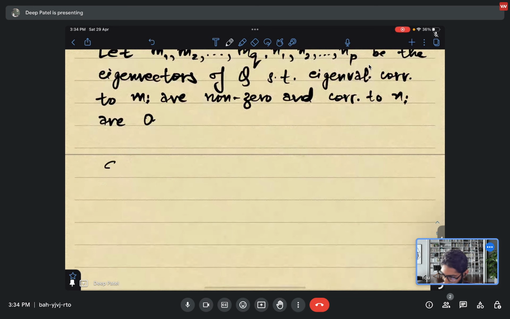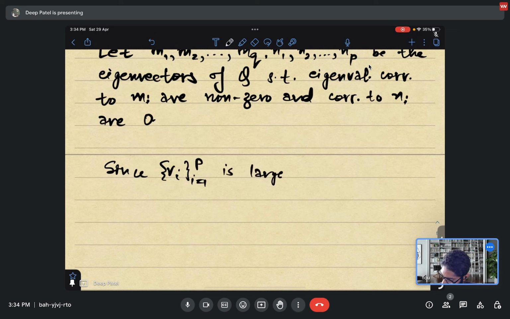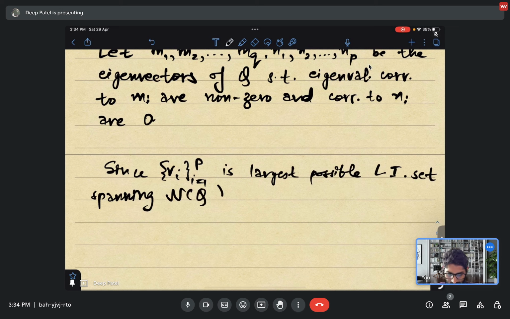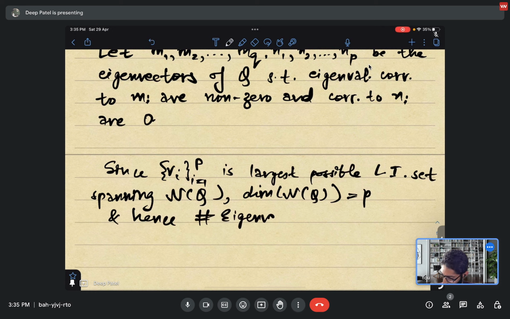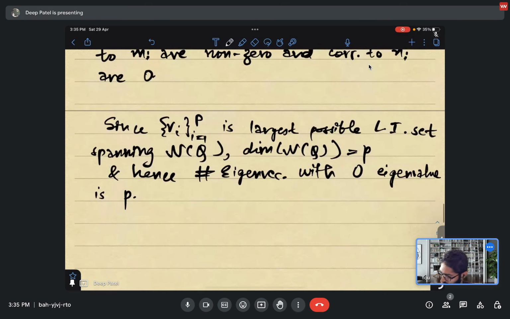Okay, so note that since v1 to vp is the largest possible linearly independent set spanning the null space of Q, the dimension of the null space of Q is obviously going to be P, and hence the number of eigenvectors with zero eigenvalue is P.